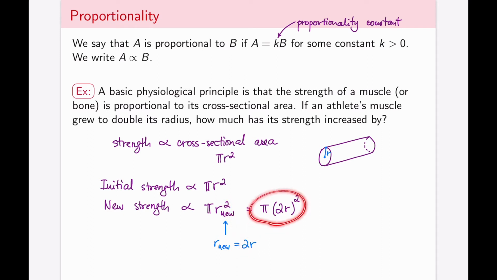Okay, now let's open up the brackets here. For exponentiation rules, if you need to review them, take a look at the pre-calculus review package.